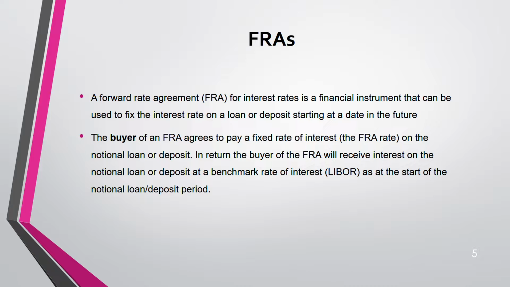See, when you are going for an FRA as a buyer, what do you have to do? You have to pay at that rate. It's a fixed rate of interest. You have to pay your loan or deposit at that rate, the FRA rate. Okay, and in return, what will you receive? The interest on the notional loan or deposit at the benchmark rate of interest. What is the benchmark? LIBOR. They will give you all these rates. If you are not understanding what this means, wait till you do a calculation. You have to go through the calculations and understand this part.